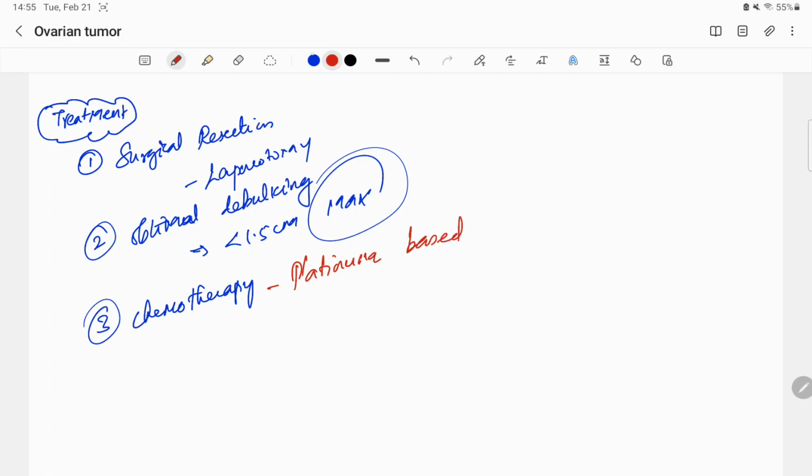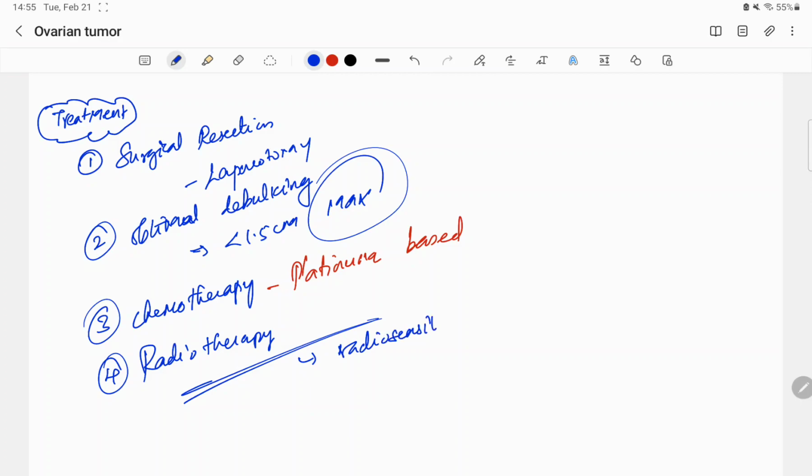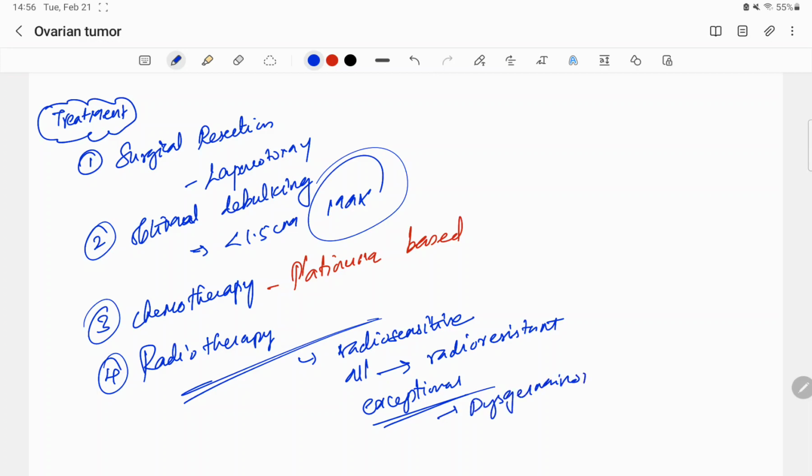Chemotherapy is given. And usually in ovarian cancers or ovarian tumors, radiotherapy is not suggested because normal ovary is radiosensitive, and all the ovarian tumors are radio resistant, right? The exceptional case is dysgerminoma. Dysgerminoma is the only type of ovarian tumor that is radiosensitive. Other tumors are radio resistant.